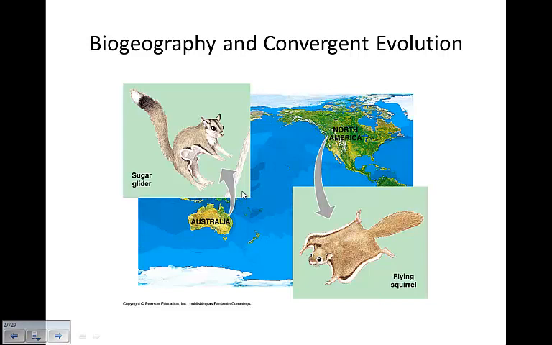Biogeography: bio, life, geography, earth. So this is the geographic distribution of species. Basically, where do we find these species? An endemic species refers to a species that's only found in one place. It's usually on an island, because otherwise it's probably going to migrate much more easily than on an island.